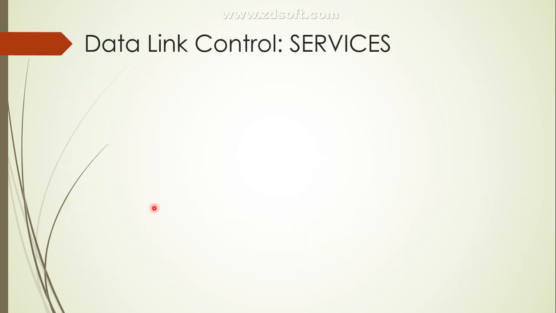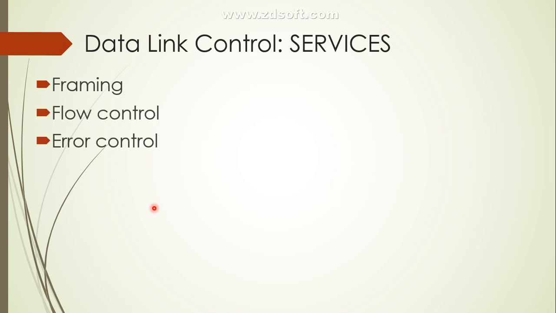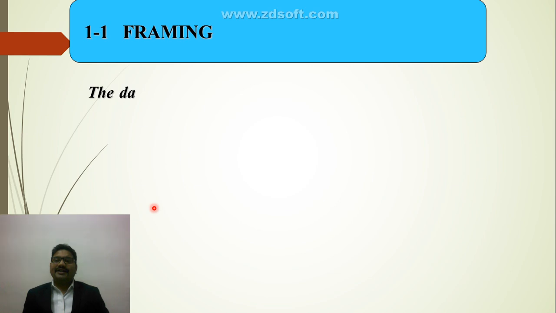Now, what are the different services that the data link layer gives? First is framing, flow control, and error control. So we are going to study them one by one. So guys, let's start with framing.